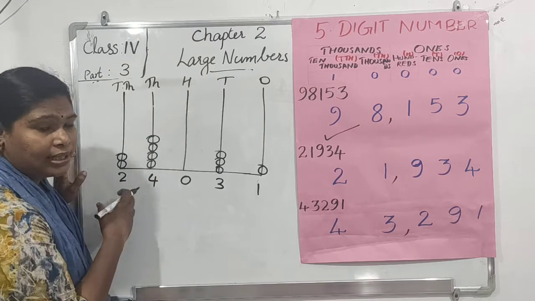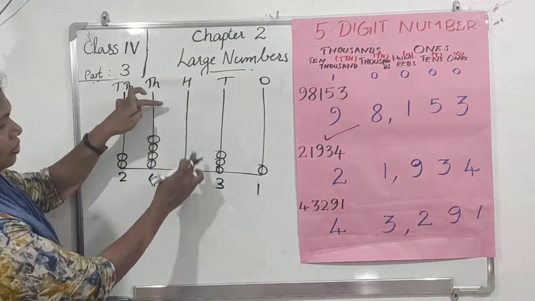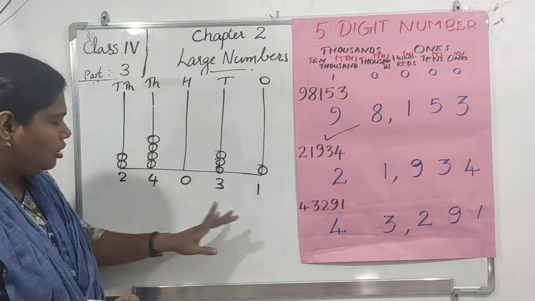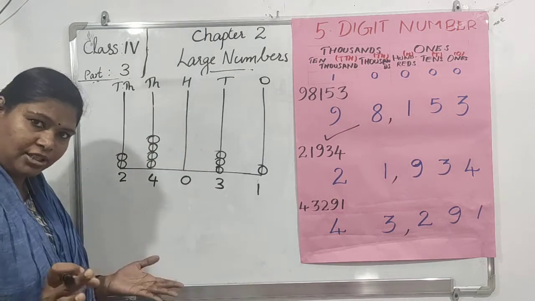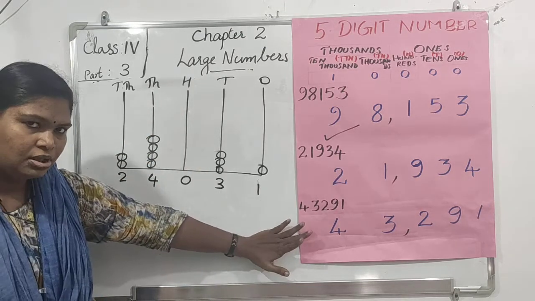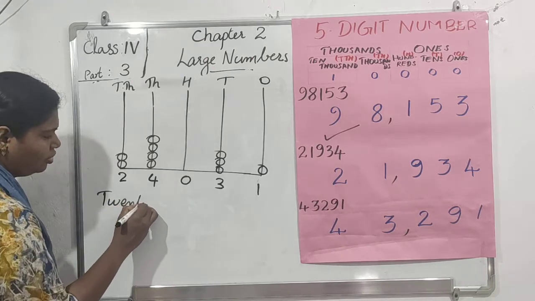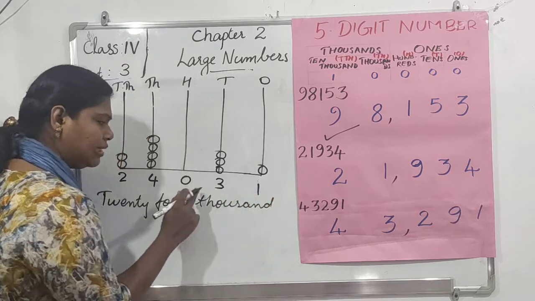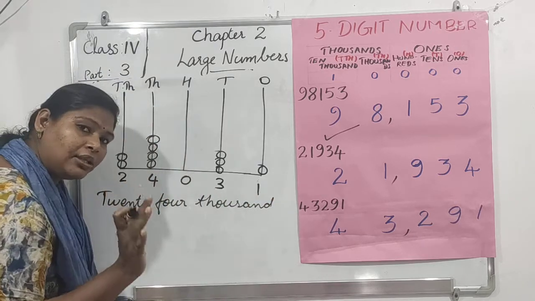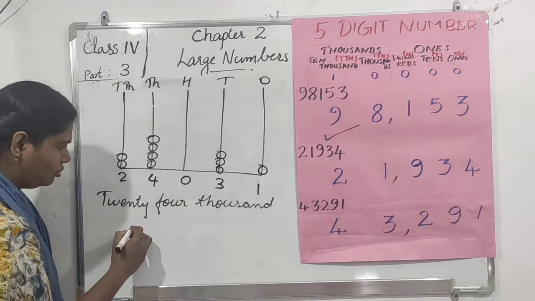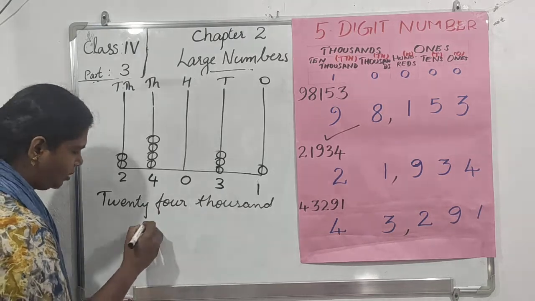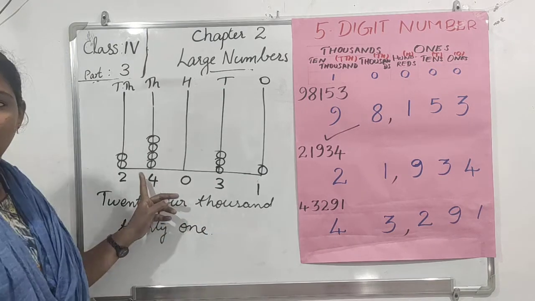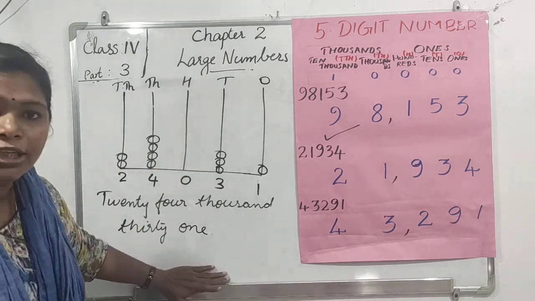And how do we read using abacus? 24,000. Nothing in 100. So no need to mention anything. 31. So 24,031. Finished. 24,031. How do we write this? 24,000. Since there is no bead in the hundreds place, no need to mention 100. Then 31. 24,031. This is the representation of abacus and this is the number name.